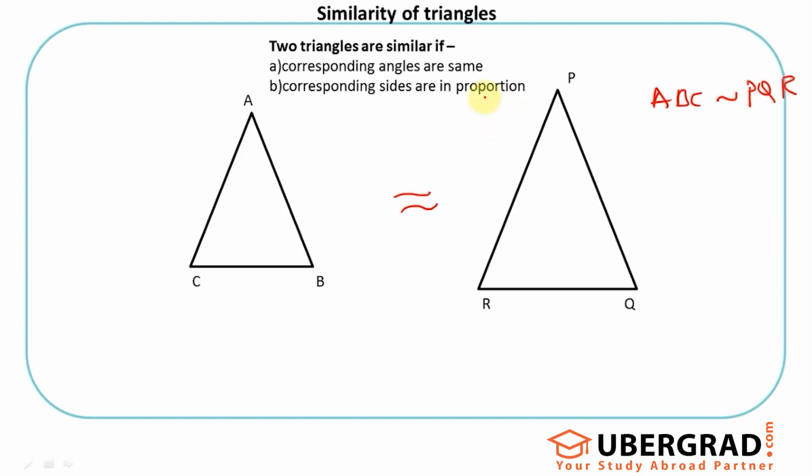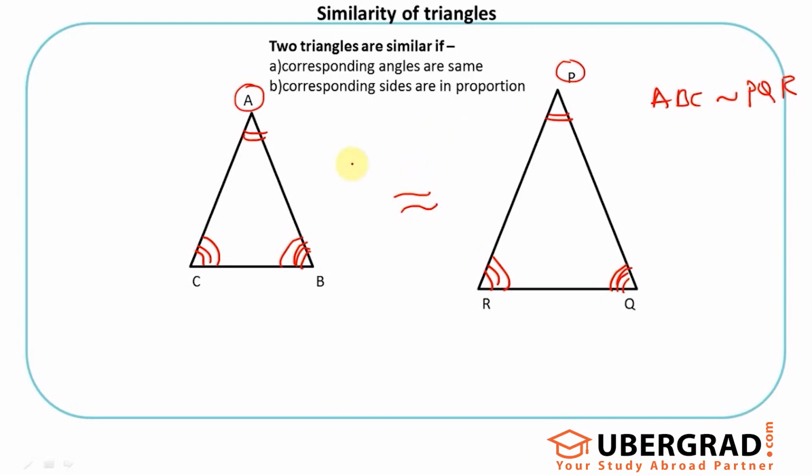So what is the rule or the definition of it? Two triangles are similar if corresponding angles are the same. When I say corresponding angles, see, this is A and this is P. These two are the corresponding angles. They should be equal. And so automatically C should be equal to R and B should be equal to Q. Right? Then I can say these two triangles are similar.